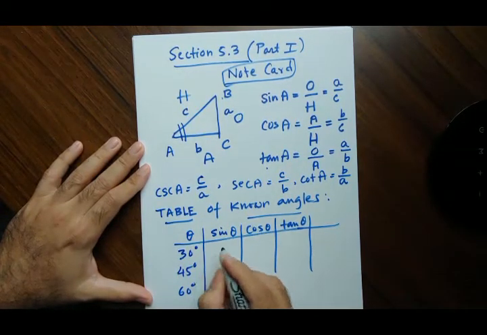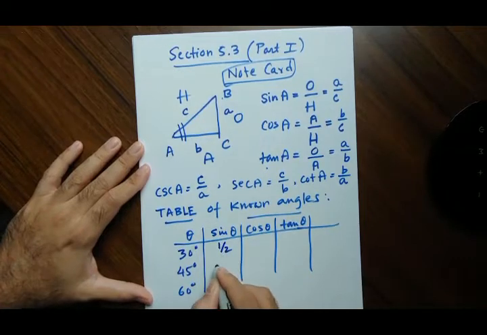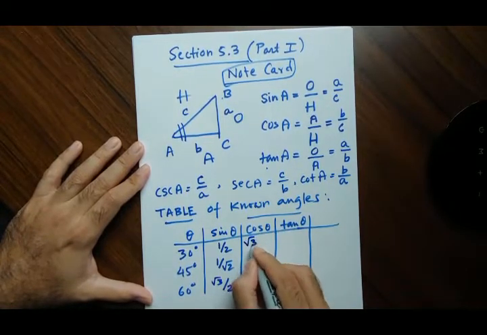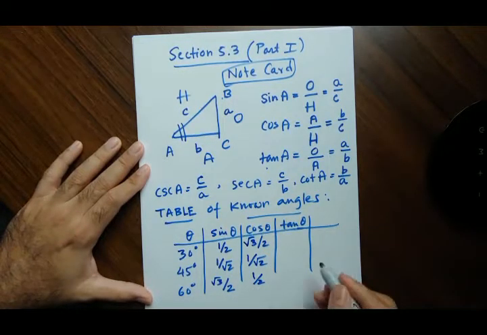So sine 30, that's 1/2. Sine 45, 1 over square root of 2. Now in the book, they rationalize the denominator here and write square root of 2 over 2. I don't care. If you write 1 over square root of 2, that'll be just fine. Sine 60, that's square root of 3 divided by 2. And cosine is the opposite. So it starts with square root of 3 over 2, then 1 over square root of 2, and then 1/2.